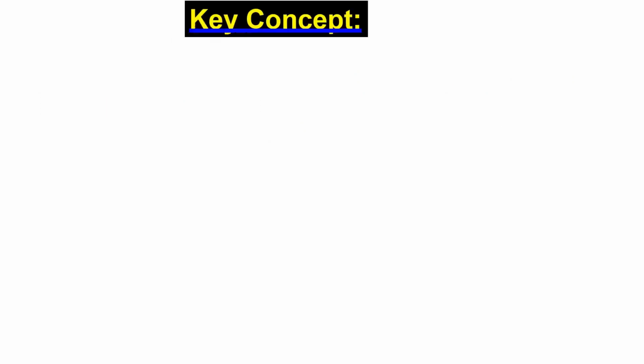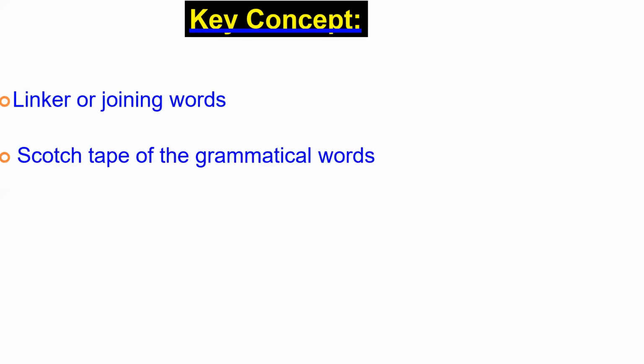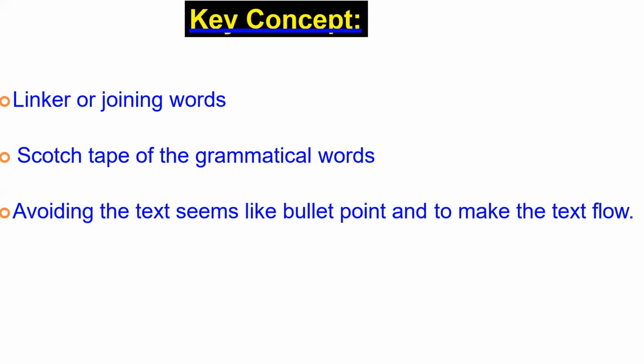Key concept. And this key concept will help you to clarify what is conjunctions and why do we use conjunction. Conjunction is a linker or joining words. Conjunctions is a scope of grammatical words. Conjunctions avoid the text being simple bullet points, and make the text flow.